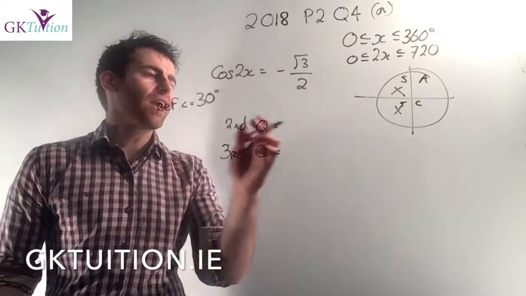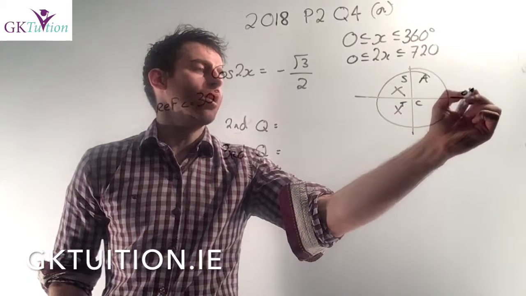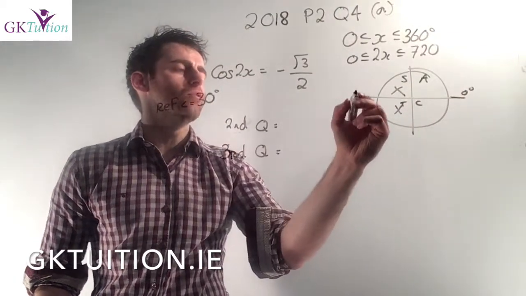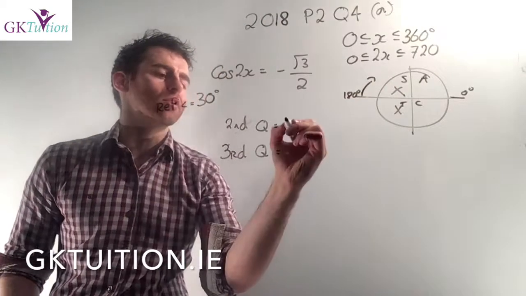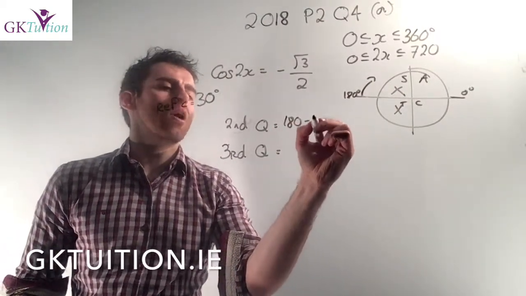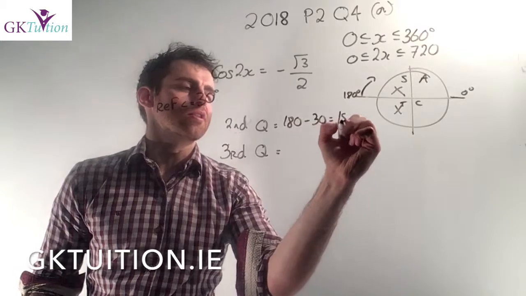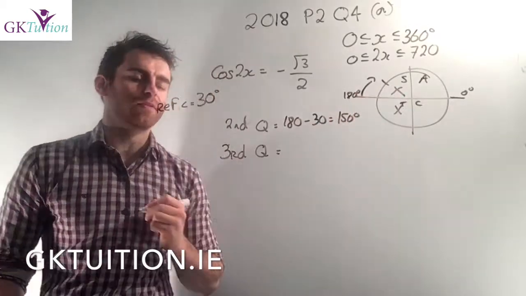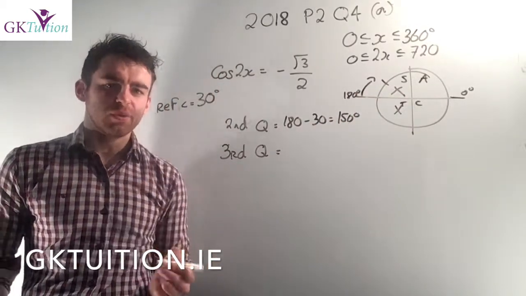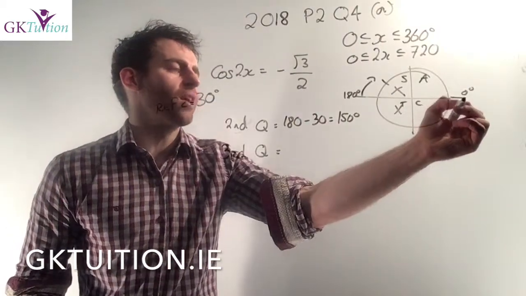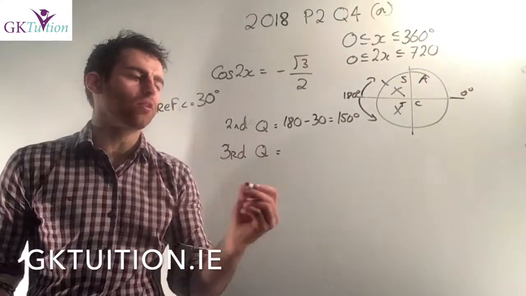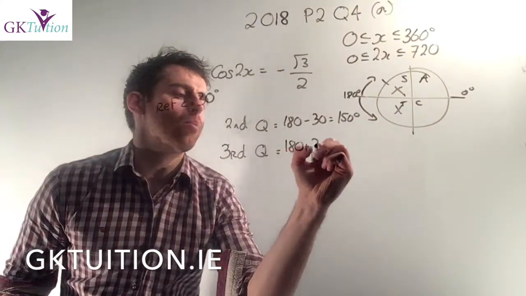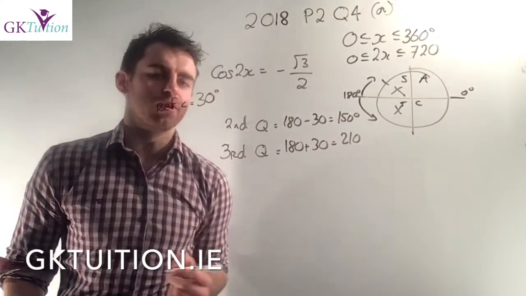Now to get a value in the second quadrant, you imagine you always start at 0 and you've done half a revolution, so you're at 180 degrees, and you're going back into the second quadrant. So it's 180 minus your reference angle, which is 30 degrees. So your first value is 150 degrees. To get a value in the third quadrant, imagine you started at 0, you're at 180 and you're continuing on into the third quadrant, so it's 180 plus 30 degrees, which gives you 210.